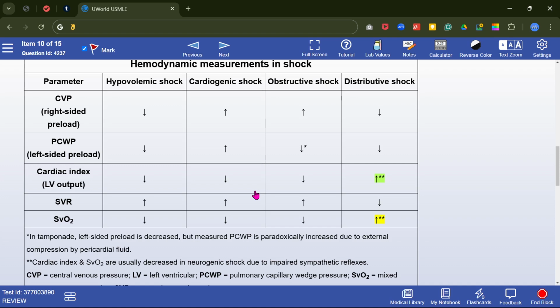Now the distributive or anaphylactic shock. In distributive shock, systemic vascular resistance and filling pressures are low. Cardiac index is high. Mixed venous oxygen saturation is high.